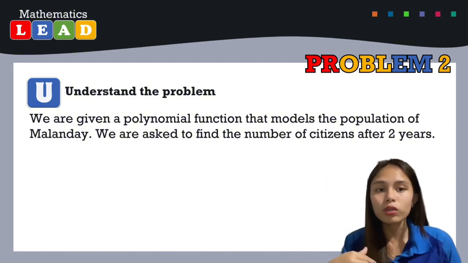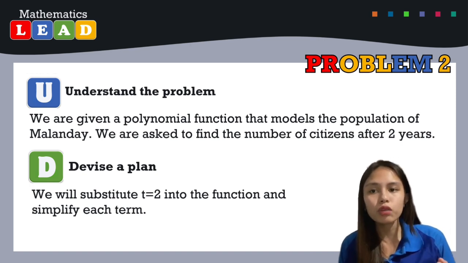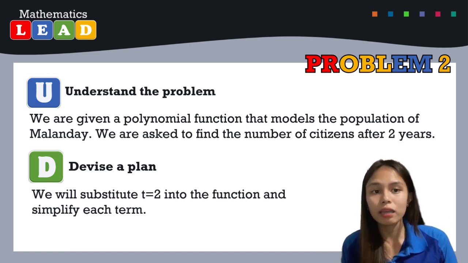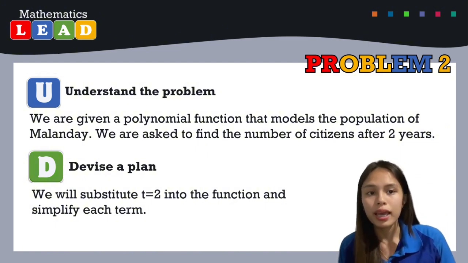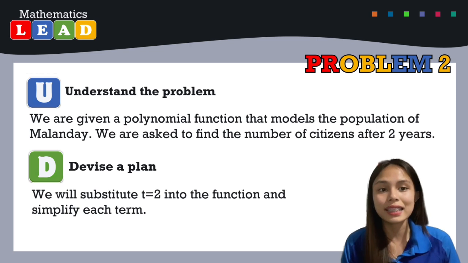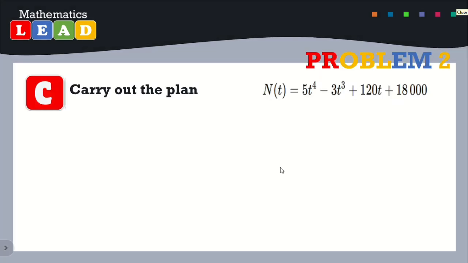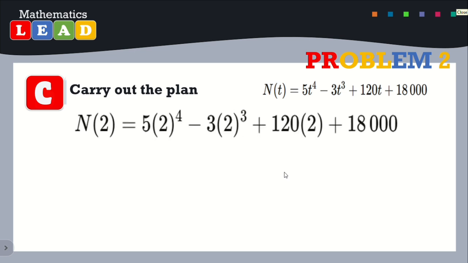And then after that, we're going to devise a plan. And we know that we're going to substitute 2 as our time, because it was mentioned in the problem, into the function, and then we're going to simplify each term, then we're going to get the number of citizens after 2 years. Now we're going to move on to utilizing our formula, which you can see here. Alright? So now we're going to substitute our time, which is equal to 2. N of 2 is equal to 5 times 2 raised to 4 minus 3 times 2 raised to 3 plus 120 times 2 plus 18,000.